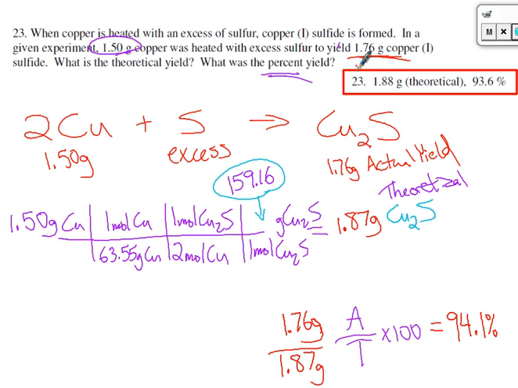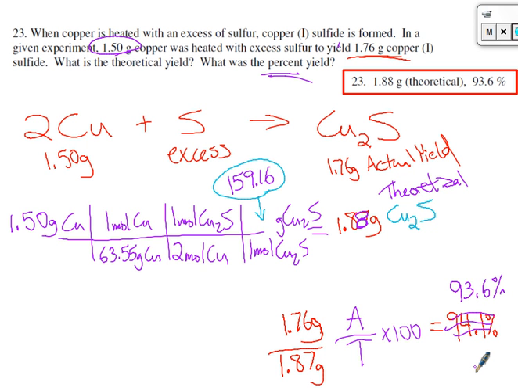Why don't my numbers match up perfectly? I used a different periodic table when I did this, actually. So this value here, nope, I'm wrong. So this should have been 1.88. And looking back in my calculator right now, I didn't round properly. So 1.88, so 1.76 divided by 1.88 is 93.6%.